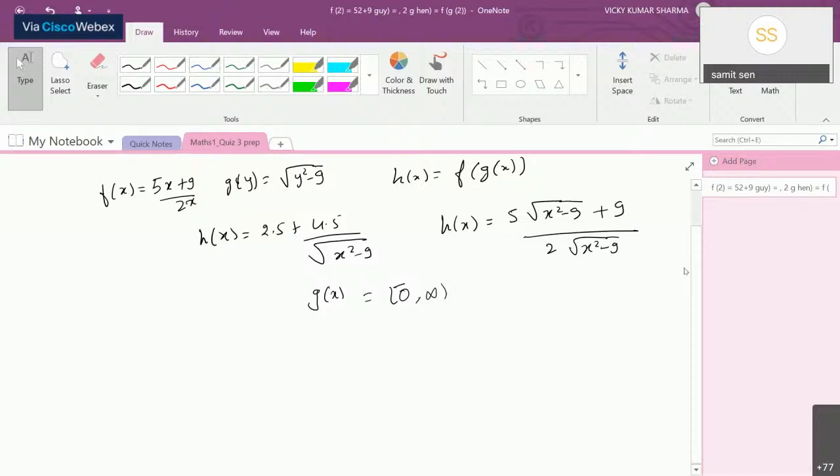Sumit, is it fine? No, no, I think some log functions create more problem. Simple function, what you are telling, sir, I am absolutely with you.